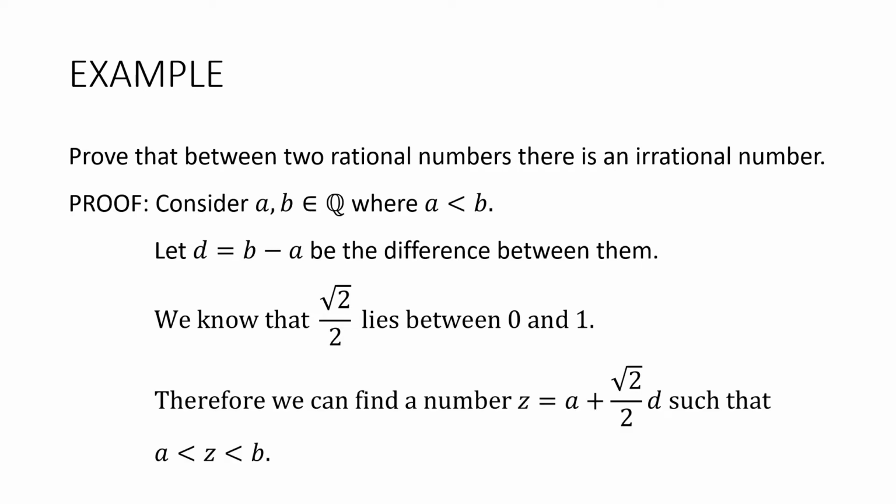Now here's the tricky bit. Therefore we can find a number z, which is equal to A, that's the smaller number, plus root 2 on 2 lots of the difference between those two numbers. Now think about it. We said that A was 4, for example, and D was 2. This is going to take us part way up to B, which was 6, but not quite there. So this number definitely lies in between A and B. So therefore, between 2 rational numbers, there is an irrational number.